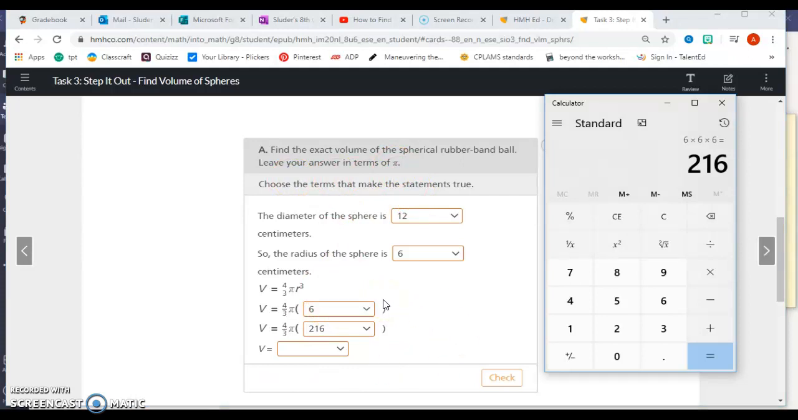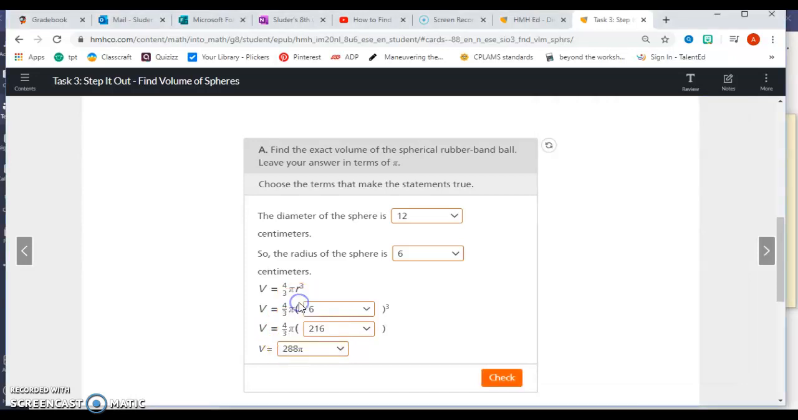Leaving your answer in terms of pi means that the pi symbol is going to be in the answer. And how we want to multiply this fraction is simply multiplying by the number on top. 216 times 4 equals 864, and then dividing by the number on the bottom, dividing by 3, 288. So once again, in order for me to multiply by 4/3, I simply took 216 multiplied by 4 divided by 3. And I have 288 pi.